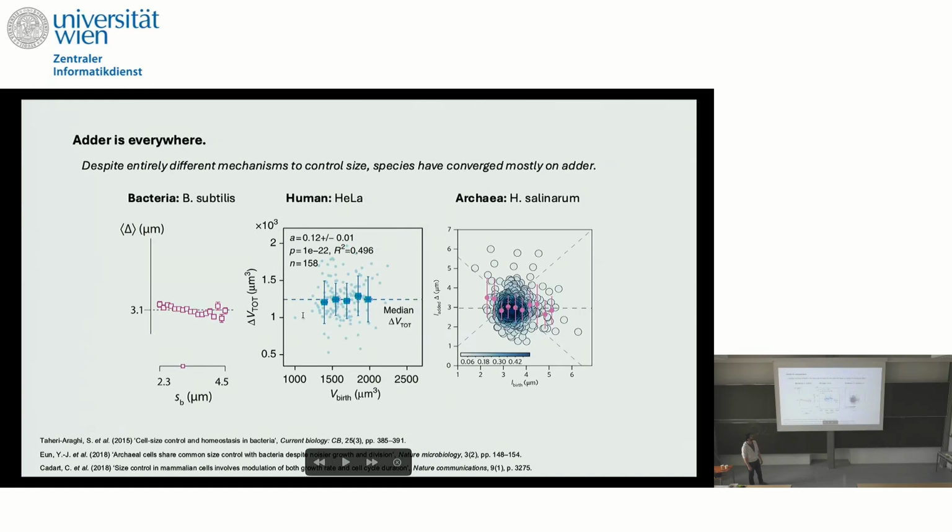So the thing that was kind of surprising is, this is a very hard thing to actually examine, right? We're talking about sub-micron behavior. But when you looked across the different domains of life, adder was very prevalent. So as examples, I have bacteria, human cancer cells, and then archaea. And you see that, for example, with bacterium, regardless of your birth length, you're adding the same length before division.